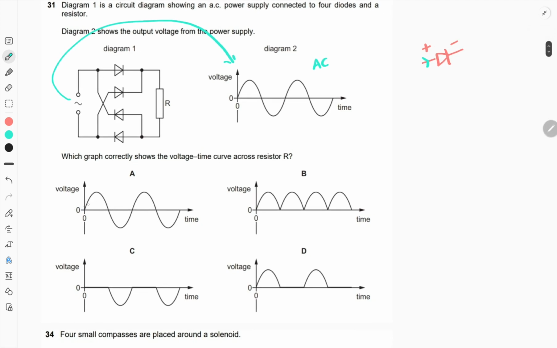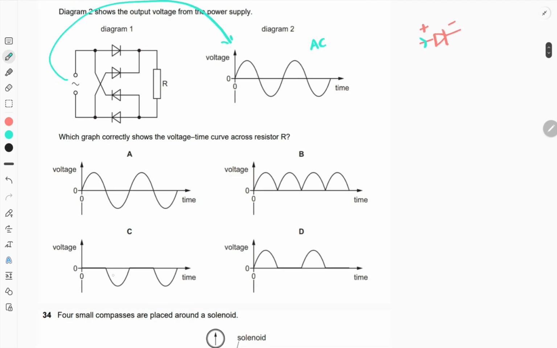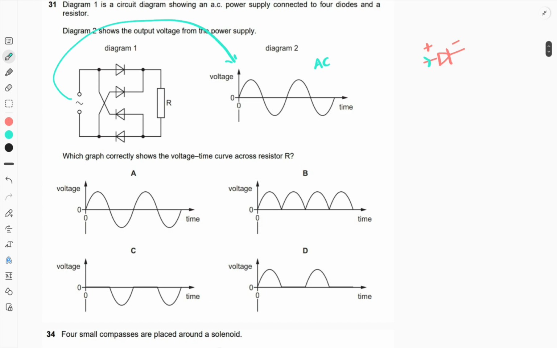Okay, now this is the positive cycle, this is the negative cycle. In option A, in option B, you have only positive cycles. Option C, you have half wave rectified negative cycle. Option D, you have half wave rectified positive cycles. Now how will we find this out?